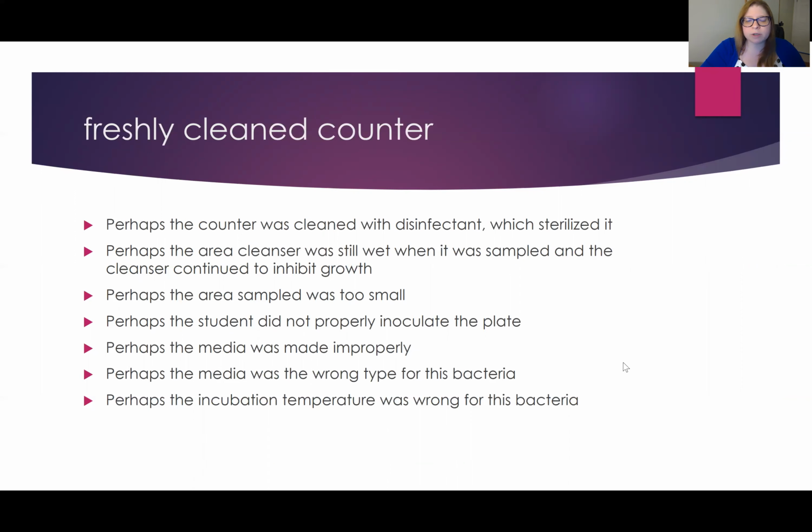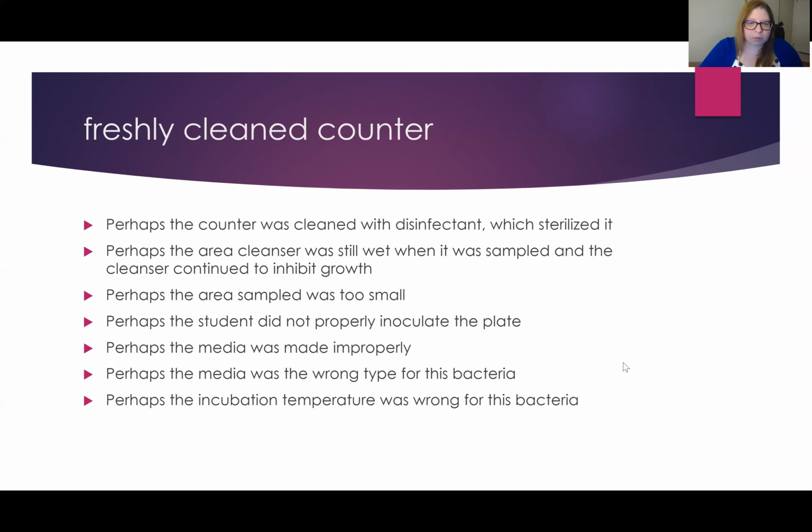Now, this could go for any experiment where there are no colonies growing. Perhaps the media was made improperly. This is always a possibility. If you are making your own media and perhaps you miss a step and you forget to add one of the nutrients, then it might not be nutritious enough for any bacteria to grow on it.